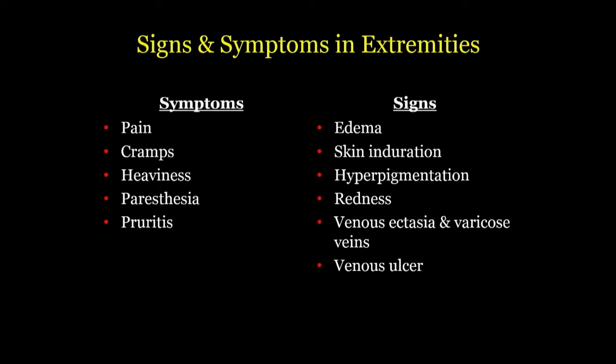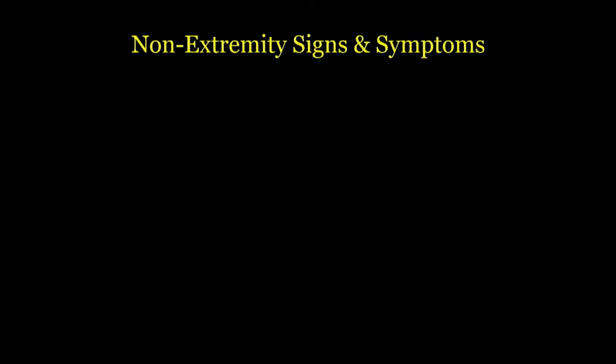With respect to the extremities, specifically lower extremities, the symptoms of obstruction are pain, cramps, heaviness, paresthesias, pruritus. And then signs would be, we all recognize edema, skin induration, pigmentation, redness, so on and so forth. And in advanced cases, it would have venous ulcerations.